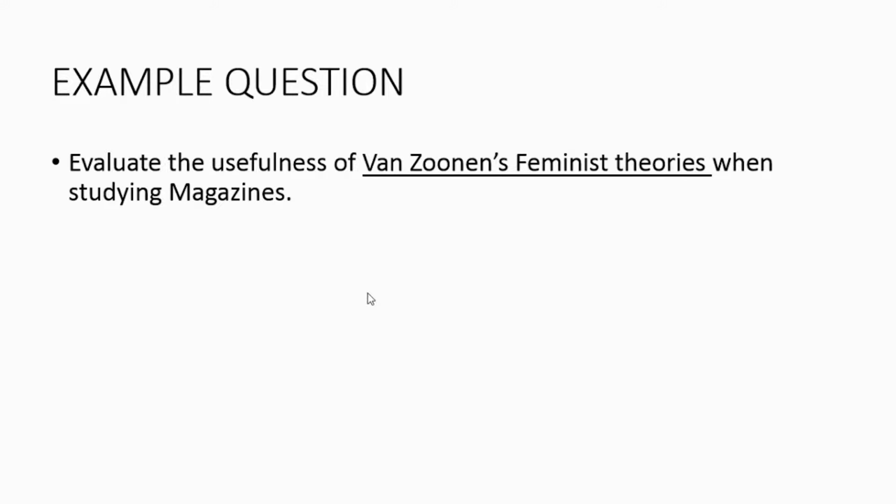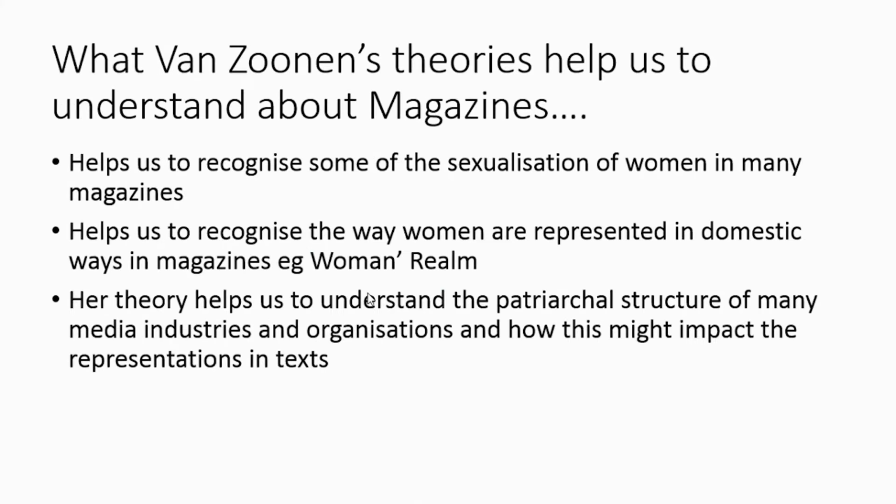So just to give you another example, this is basically the same question, but I've substituted Barthes for van Zoonen. Evaluate the usefulness of van Zoonen's feminist theories when studying magazines. Remember that first step is to think about what her theories help us to understand, what they help to explain about magazines. I've said her theory helps us to recognise some of the sexualisation of women in many magazines. The vast majority of magazines on the market have sexualised images of women.